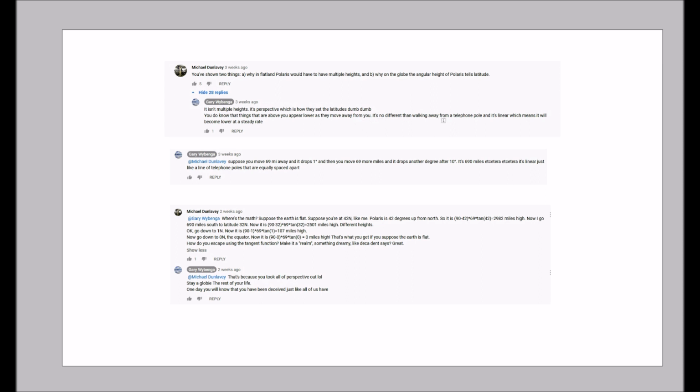It's no different than walking away from a telephone pole, and it's linear, which means it will become lower at a steady rate. And then you mentioned telephone poles as an example in a couple of other comments. It's 690 miles. It's linear, just like a line of telephone poles that are equally spaced apart. And then this Michael Dunleavy did some math, and you replied with, that's because you took all perspective out.